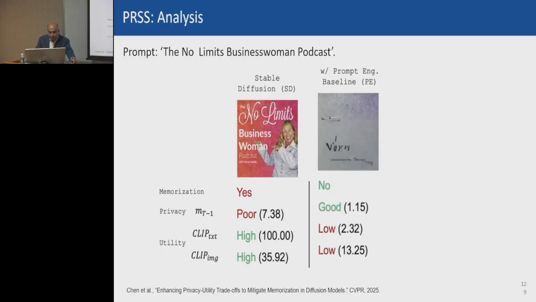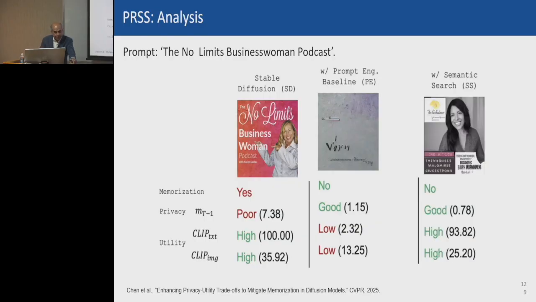Now, if we use the baseline method for prompt engineering, it will generate this image. Memorization is gone because it's very different from this one, and the privacy is good because it's not duplicating, but it has nothing to do with this prompt. That's a problem, right? Therefore clip text similarity is low, clip image similarity is low, and that's a problem. So that's what we fix.